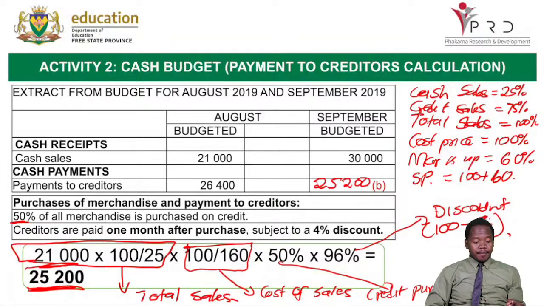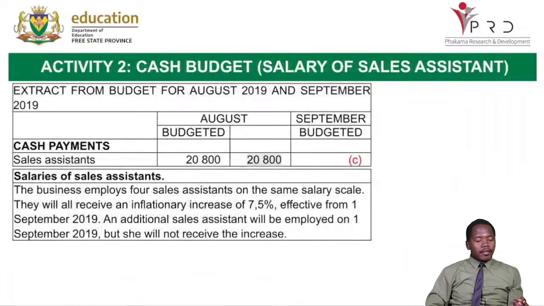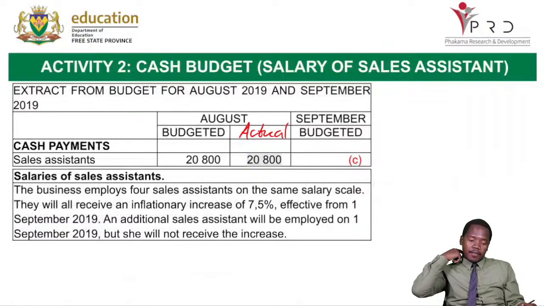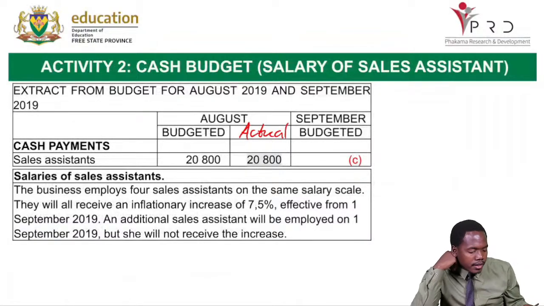Then we're moving on. We are now looking at the cash budget, salary of sales assistants. Here we have the budgeted as well as the actual amount for the sales assistants for August. And then we are looking for the sales assistants for September.